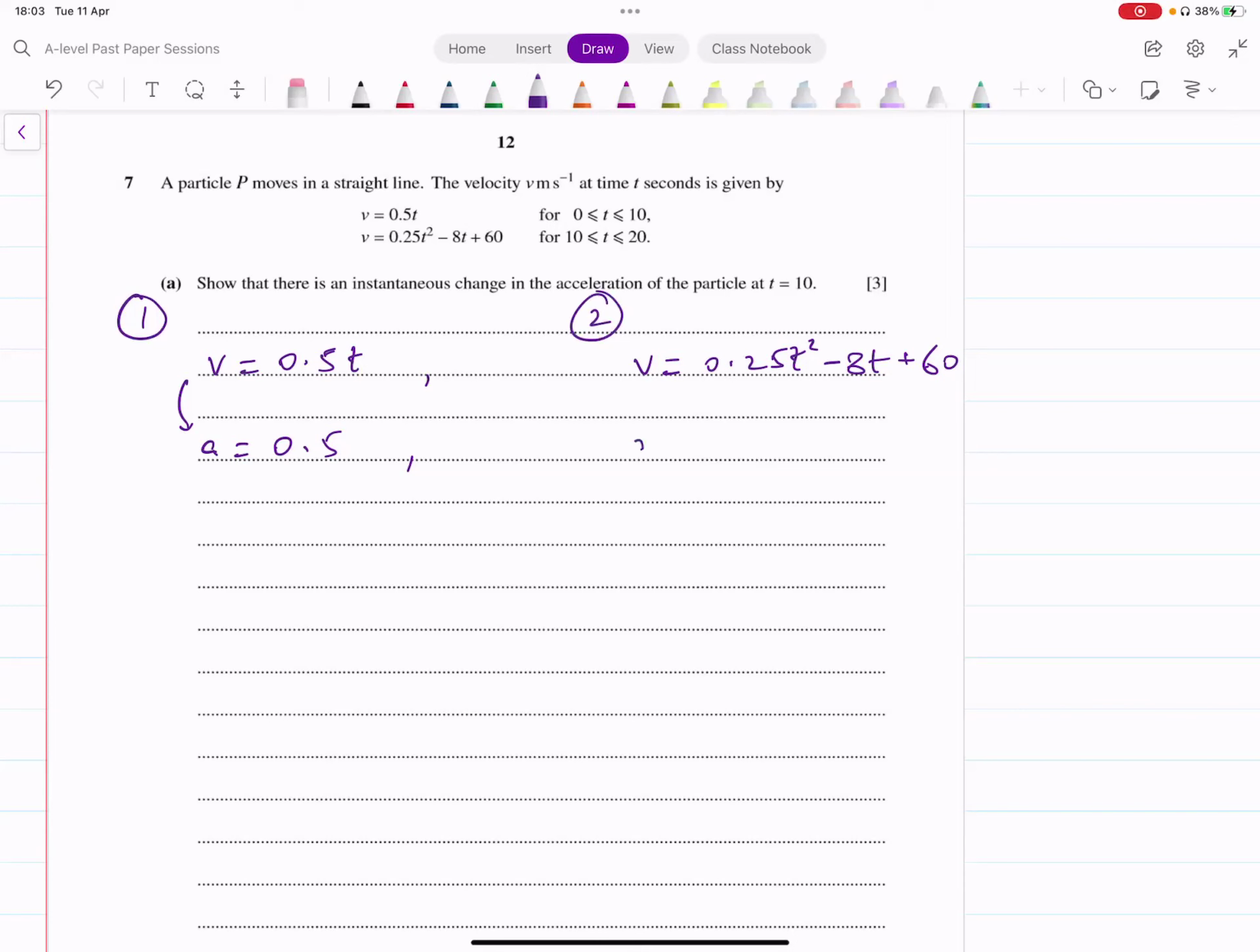Second equation से आपके पास acceleration क्या आती है? Let's differentiate it. That gives you 0.25 into 2, which is 0.5 times t minus 8. This is the value of acceleration. अब क्या करेंगे अब इसके अंदर time की value 10 input कर दें. देखें इस पे आपको acceleration क्या मिलती है? Acceleration equals 0.5 into 10 minus 8, and that gives me 5 minus 8, which is minus 3. Second equation से time equals 10 के ऊपर आपको minus 3 acceleration मिल रही है. So this is a negative acceleration. दोनों different है, तो बस आपने show कर दिया कि there is a change. It's going from 0.5 to minus 3.